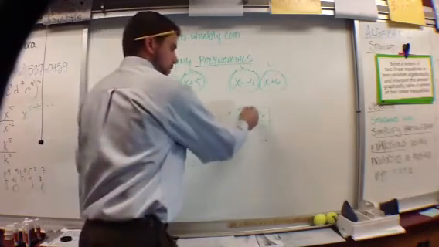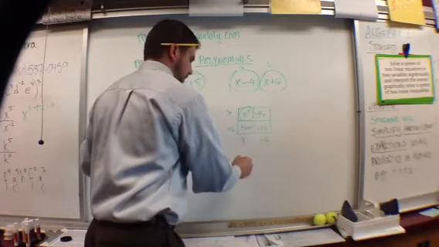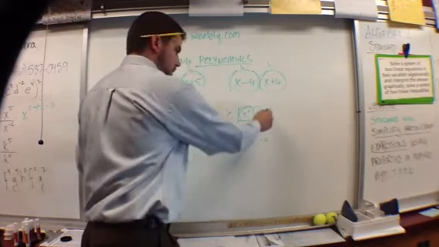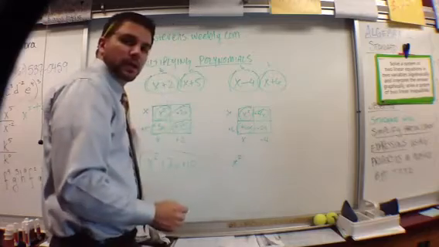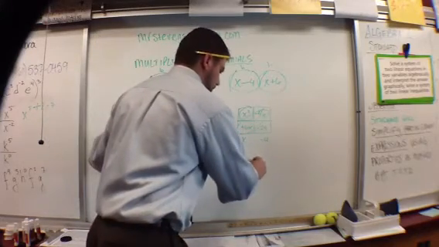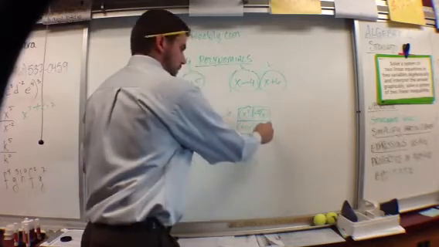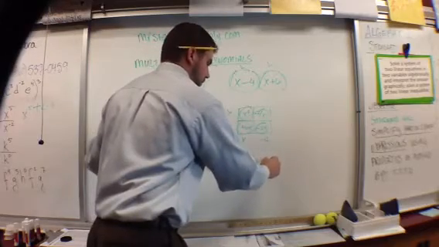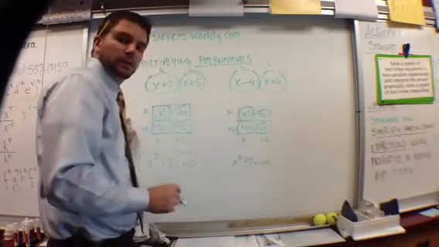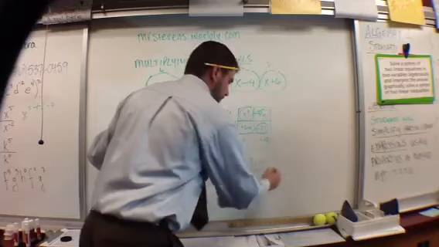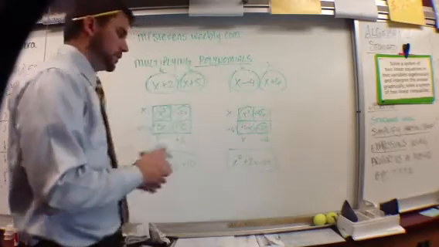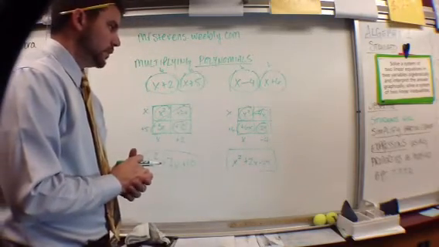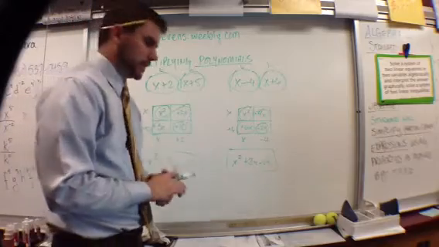Combining like terms, drop down the x squared. Combine the 6x and the negative 4x. And combine the negative 24 with nothing, so drop it straight down. And this is your solution for x minus 4 times x plus 6.